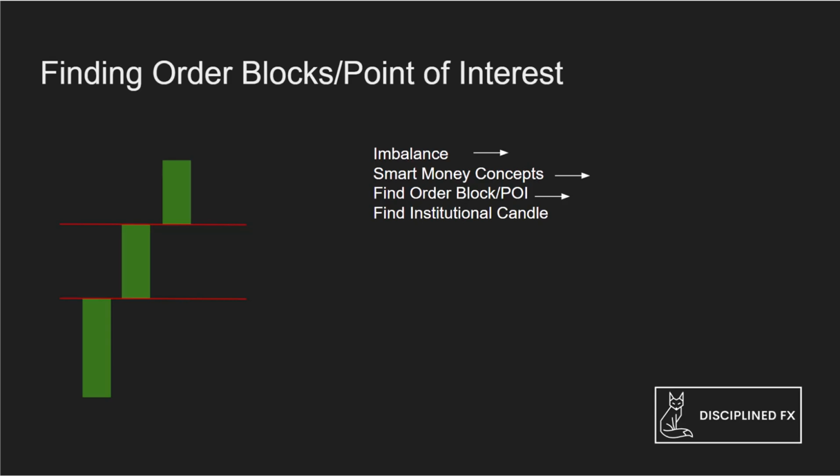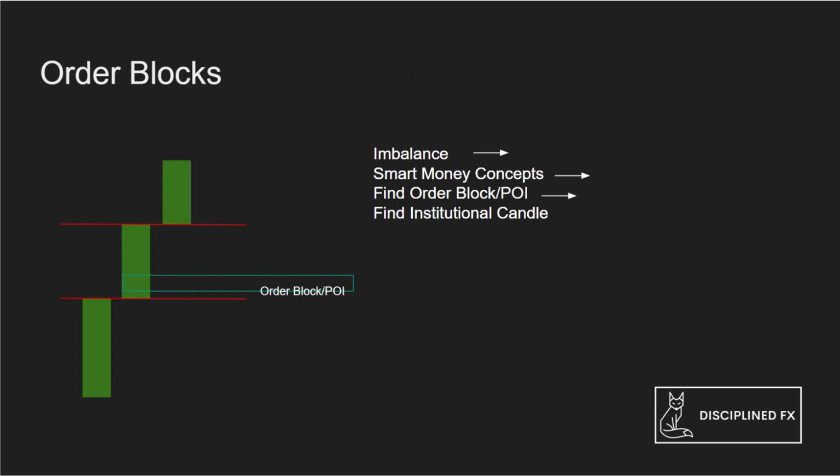This can also be called a point of interest or a POI zone. You'll hear both if you learn about smart money concepts from other traders. Don't worry, they're the same thing. The order block POI zone is thought to be the price level that smart money wants to buy or sell from in order to catch the next pulse. Remember, smart money wants to buy cheap and sell high, or sell high and buy cheap.